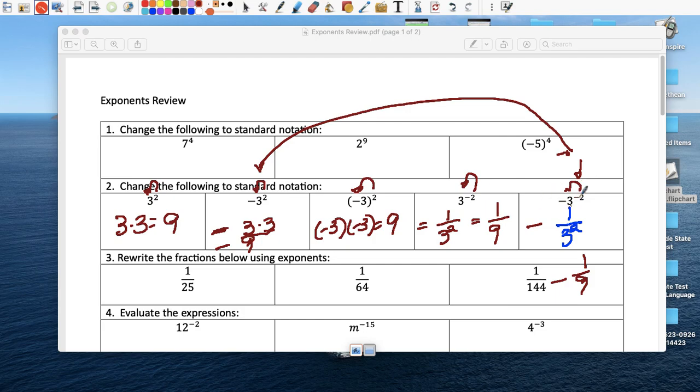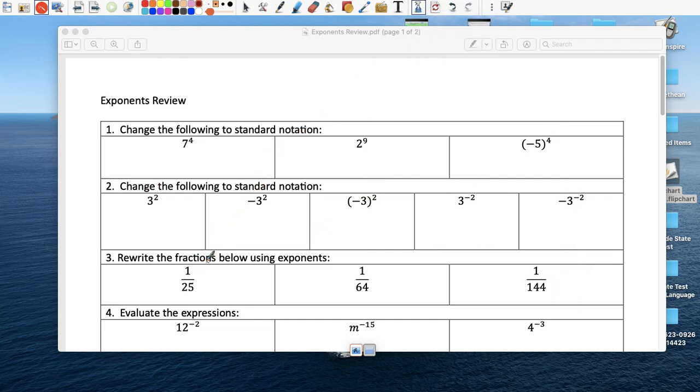So be very, very careful. If you put that in your calculator, let me just, actually I've never done it, 3 and raise it to the negative 2nd power. If you put that exactly as it is written in the calculator, it does give you negative 1 over 9. So just be careful. Make sure you put it in exactly as you see written.